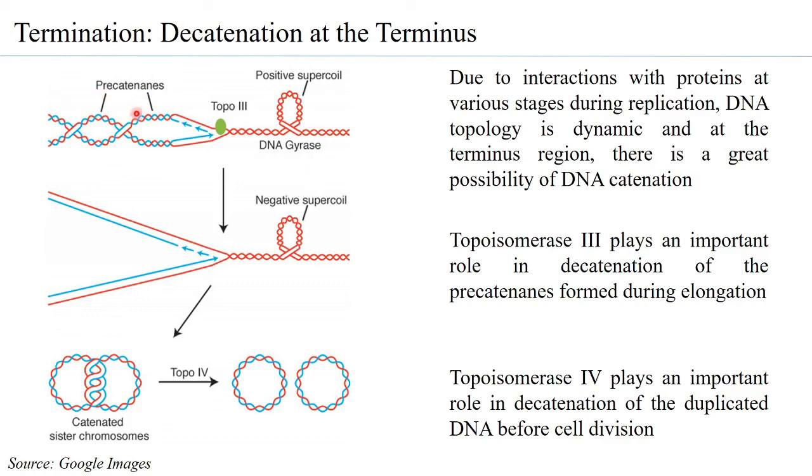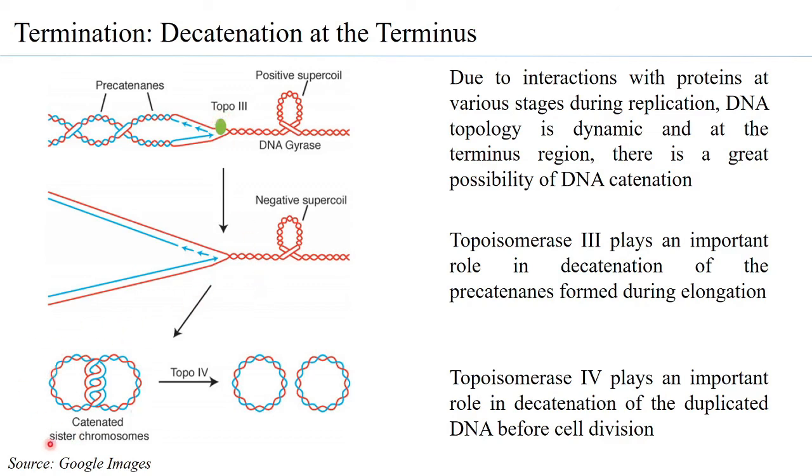What is also observed is that the newly synthesized DNA can also tend to form catenanes. So these pre-catenanes are being removed by another enzyme, topoisomerase, which is called topoisomerase 3.